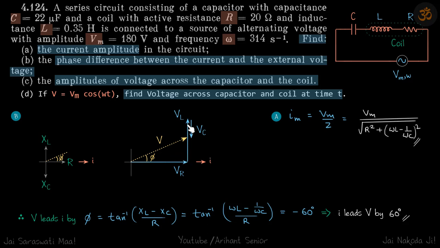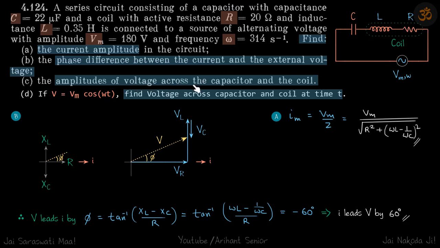So this implies our assumption was wrong. So VC is larger than VL. So that means the voltage will be down and current will lead. So the angle is minus 60. That means current will lead voltage by 60 degree. So that's the answer for second part.